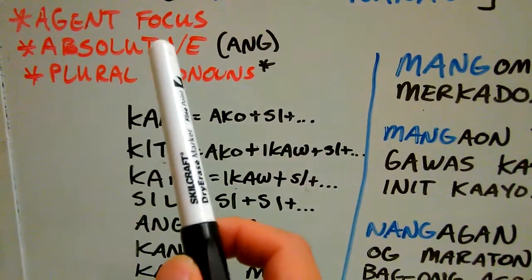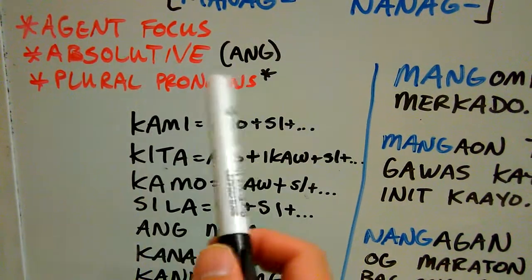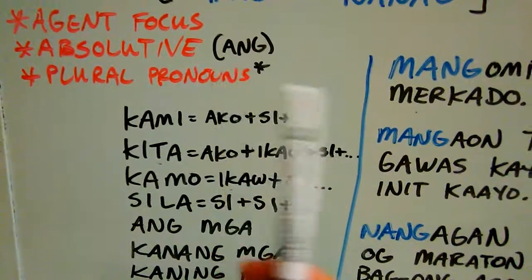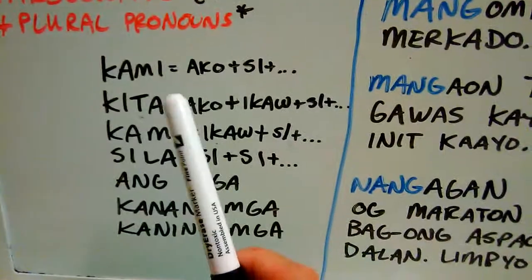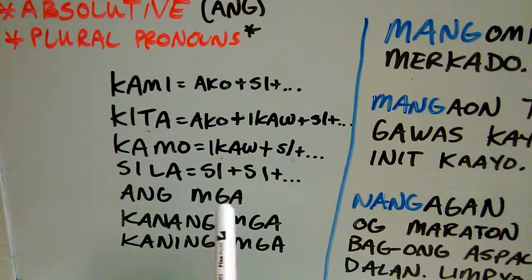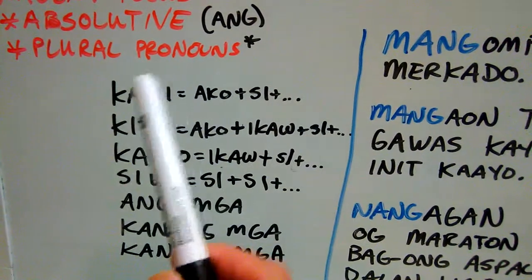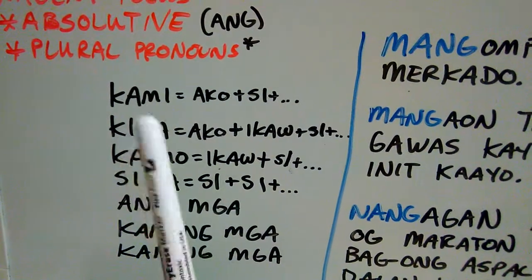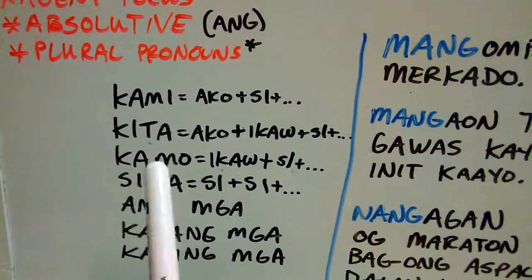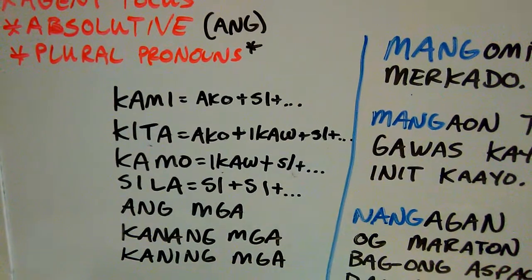Now remember, absolutive, so plural pronouns in the absolutive. So we have to use the ang set of markers, or the ang family of markers, I should say. And so here they are. Kami, kita, kamo, sila. We have ang again, but it's accompanied with mga because it's plural. And these absolutive case pronouns listed here are only in the plural forms. Kami, kita, kamo, sila. You will not see singular forms.